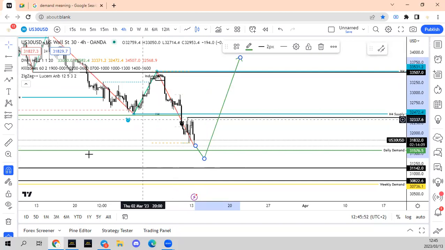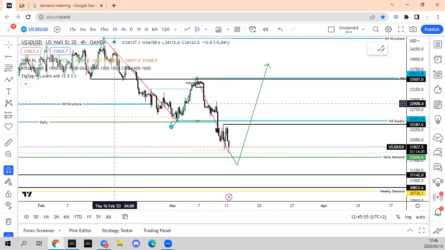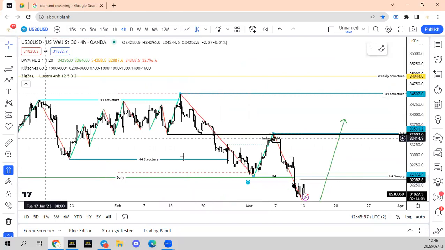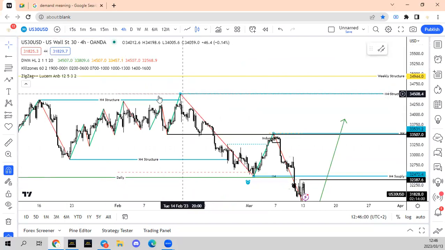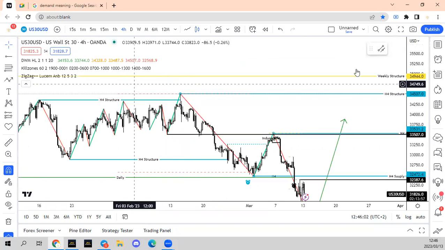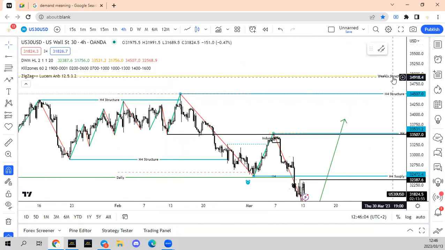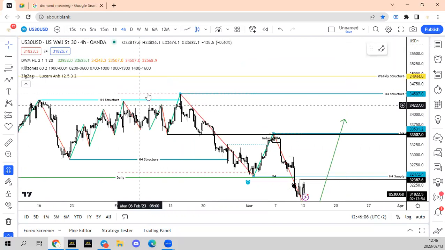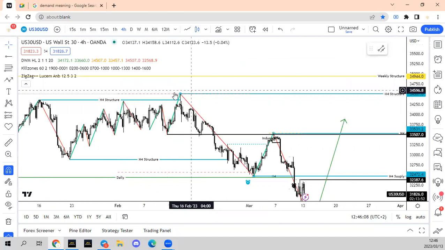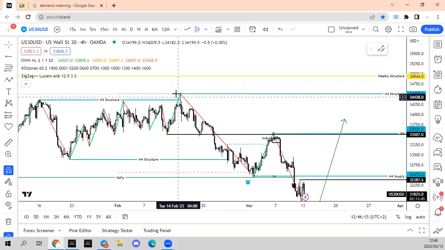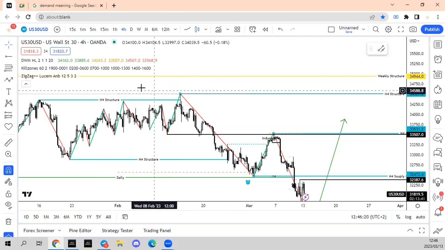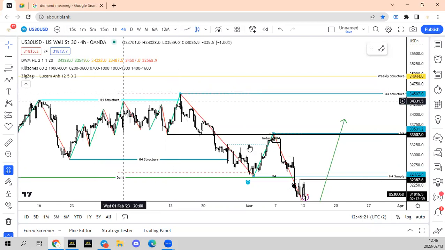Like the sell that we got from here, this was 4 hour structure. Then it tapped into weekly supply. So I can counter a 4 hour structure with weekly demand or weekly supply. That's why.